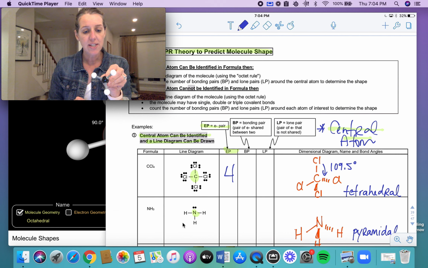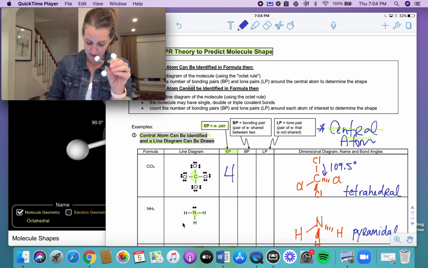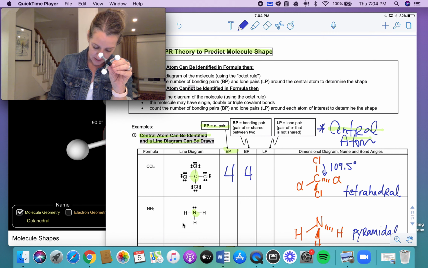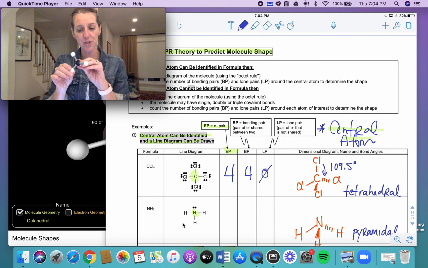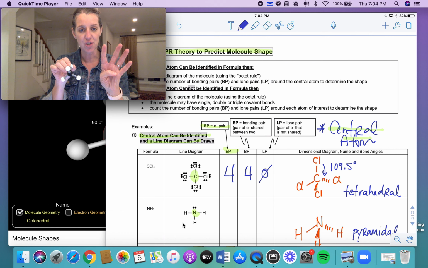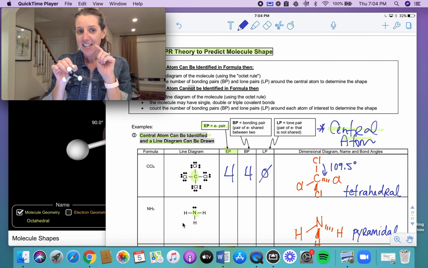How many are bonded and how many are lone pairs of electrons? 1, 2, 3, 4. They are all bonded. There are 0 lone pairs of electrons. Okay, so I'm going to start, and I know that this is a tetrahedral shape. I have 4 things around the center atom, and each thing around the center atom is a bonded pair of electrons. That makes it easy.